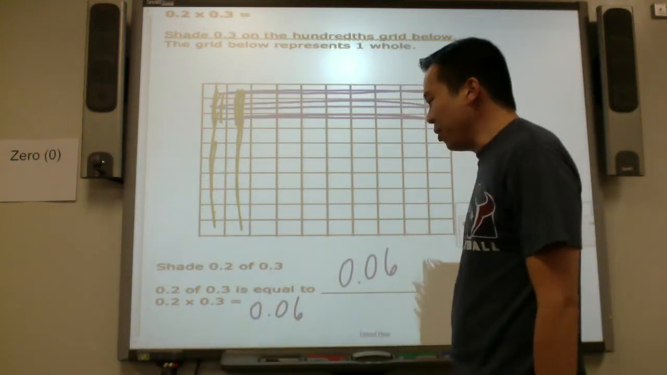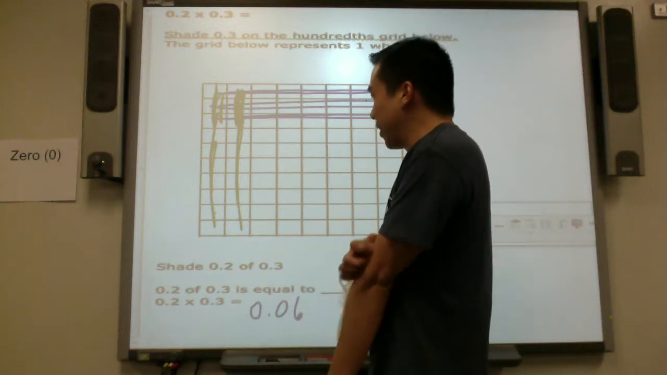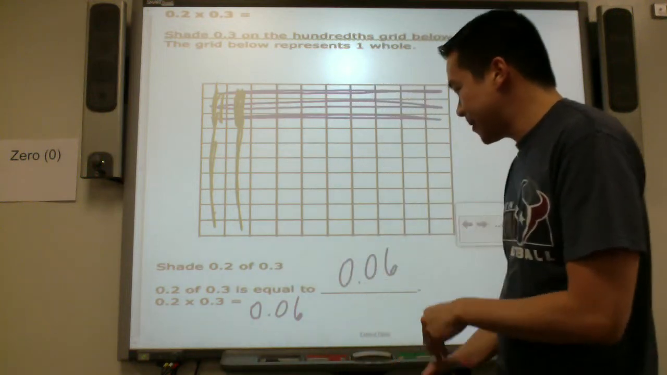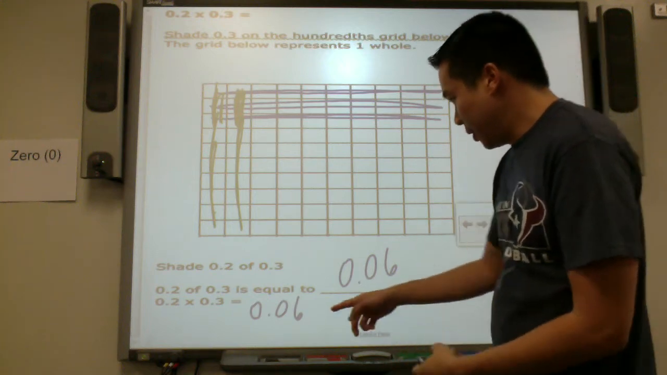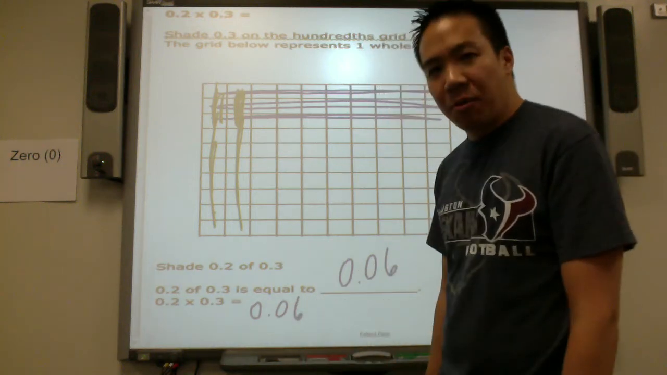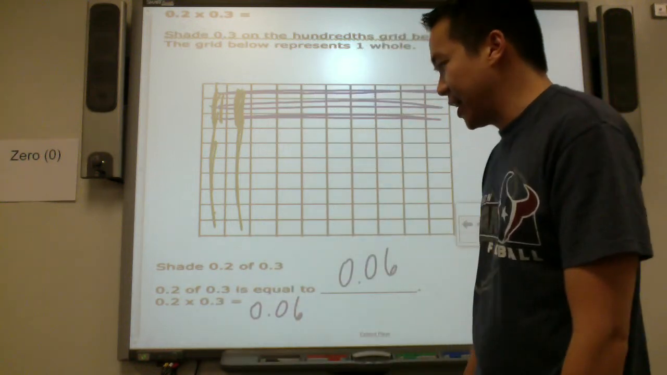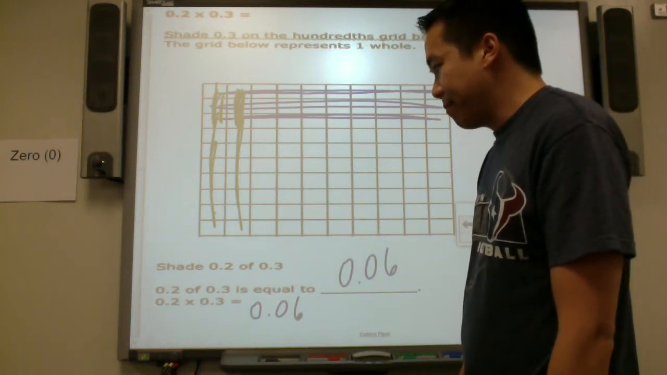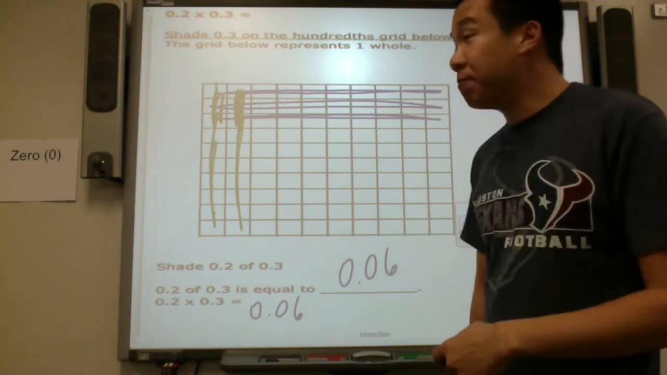How did they come up with this? Let's see. I can see where the 6 came from: 2 times 3 is 6. There are 2 numbers behind this decimal point, but there's only 1 number here and 1 number here behind the decimal point. Not quite sure. Hopefully I get to do the next one.